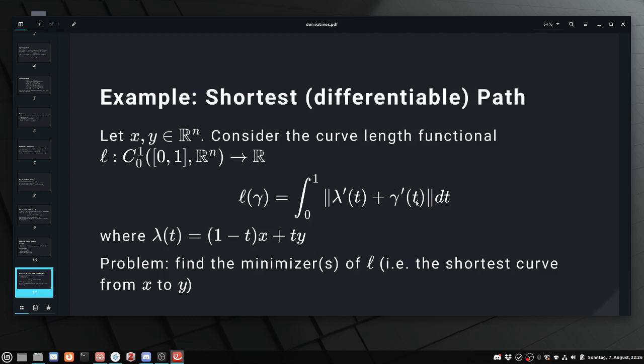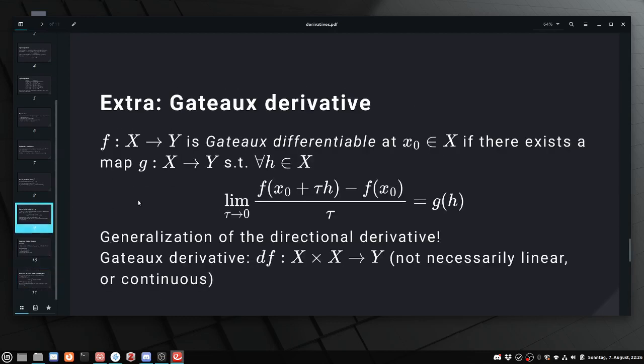Right, go on. The Gateau derivative, is it in the book or is that extra? The book does not talk about the Gateau derivative. They just talk about the Frechet derivative, because if you want to go into functional derivatives, it's a bit complicated. The directional derivative is basically you give it a functional and you give it another functional that's the direction, and then you get the change.